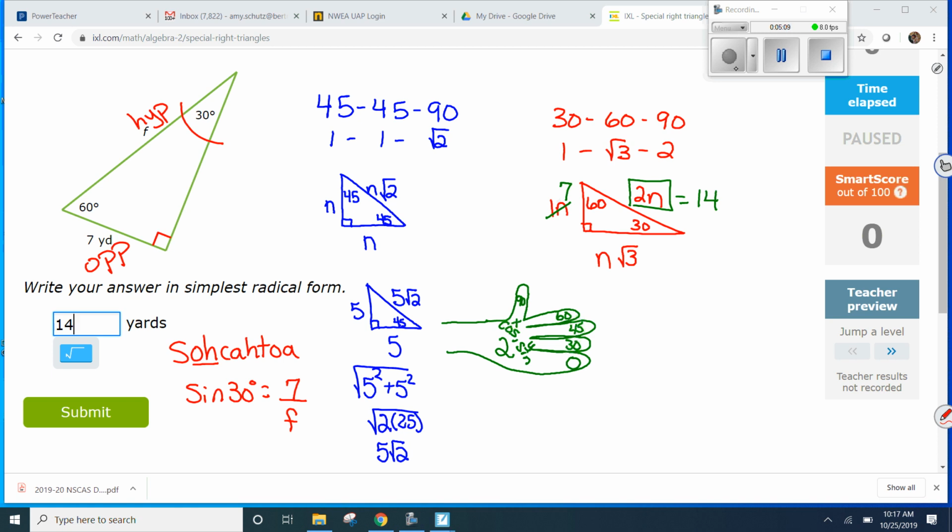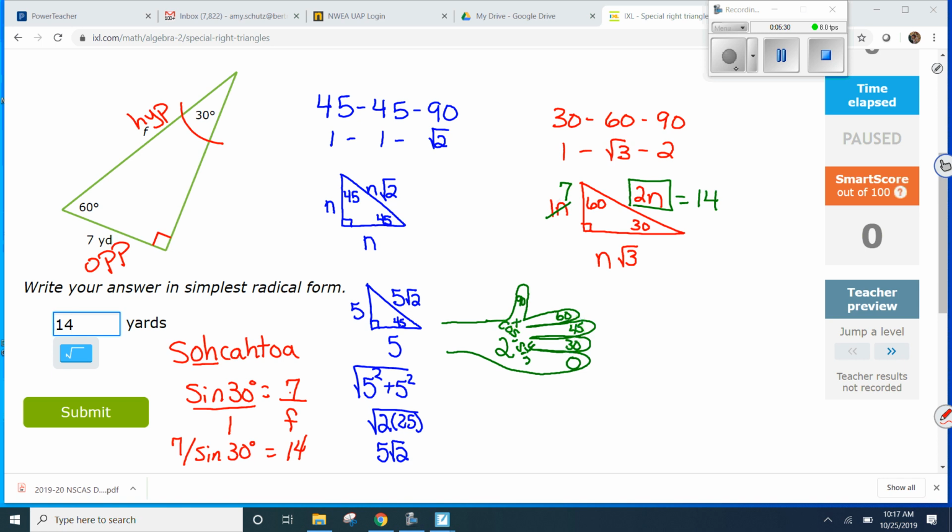There are different things you can do from here. If you had your calculator, you would put this over 1, then cross multiply, take 1 times 7 and divide by the sine of 30. So you would type it in your calculator like this, and that would give you 14. But since you don't get your calculator, I would go back to the hand trick.